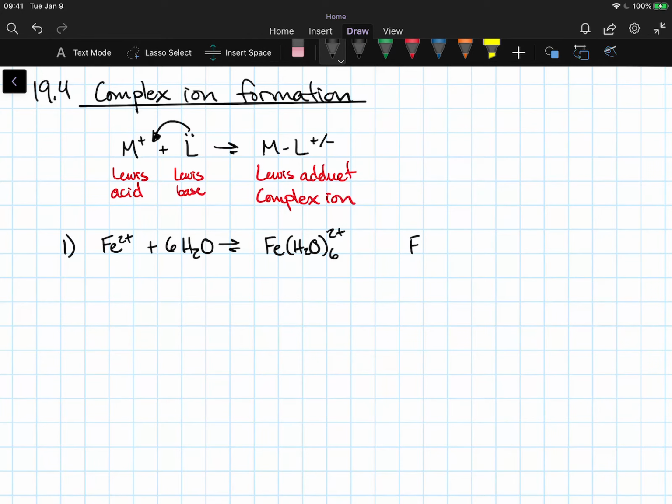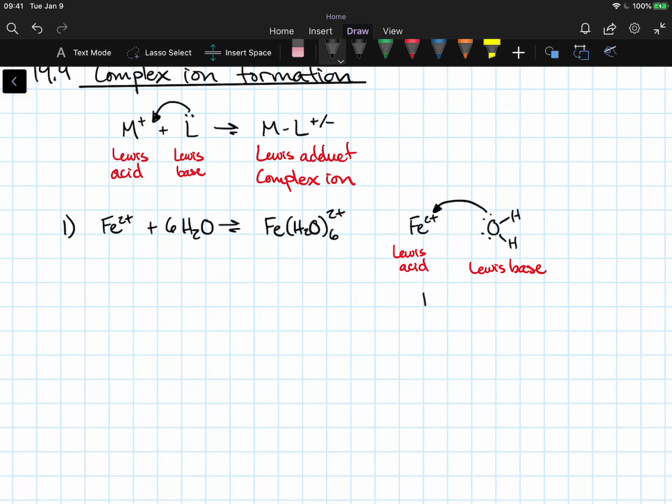And again, what this looks like from a molecular perspective is we have our iron atom, which is electron deficient. It wants electrons. And we have our water molecule, which is electron rich. It has some lone pairs. And it will donate electrons onto the iron atom and form a bond between those two. So again, the iron atom is a Lewis acid, and the water is a Lewis base. And what we end up with between those two is our Lewis adduct.